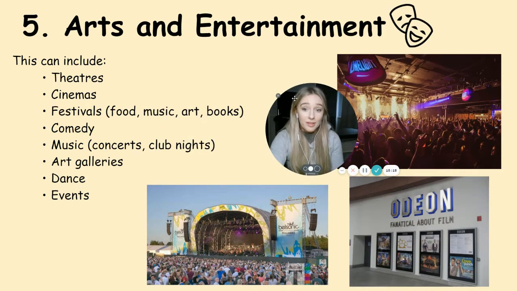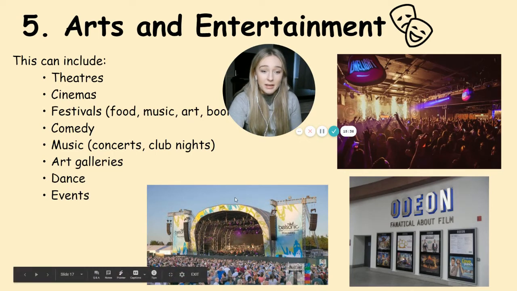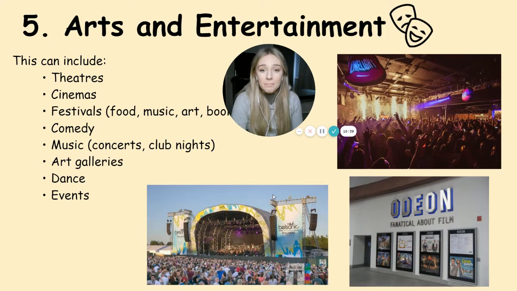Key aspect of appeal number 5 is arts and entertainment. So what we mean by that is theatres, cinemas, festivals, comedy shows, music like gigs, art galleries, dance and events. I've got here a picture of the nightlife in Belfast, the cinema, and then an annual event like Belsonic. Obviously, if you're talking about an older couple, you wouldn't be talking about nightlife or Belsonic. You would perhaps be sending them to the Grand Opera House, or they might be attracted to the cinema. So you have to bear in mind, is it appropriate for your customer? And then you have to say, well, why specifically? What can they do? Why would it appeal to them?